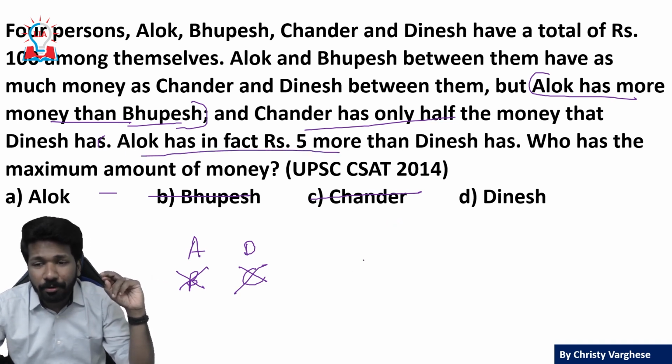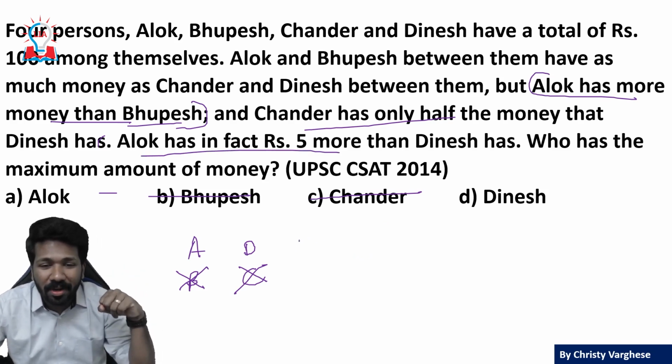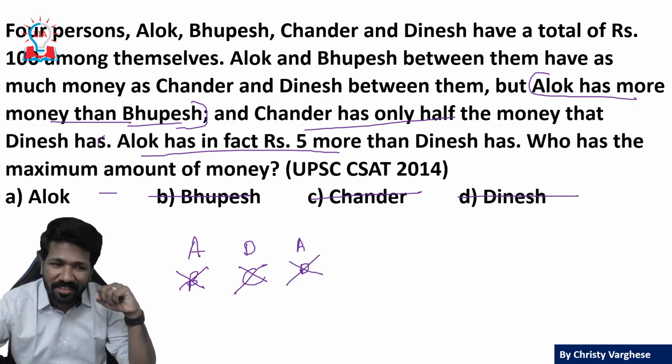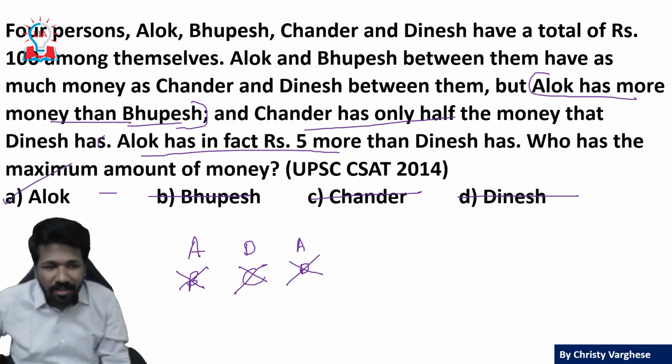Alok has in fact 5 rupees more than Dinesh. 5 rupees is not important, but Alok has more money than Dinesh. That is important. That means Dinesh can be rejected, right? So option D is eliminated. Now the only remaining option is option A. Again, another example of the rejection approach.